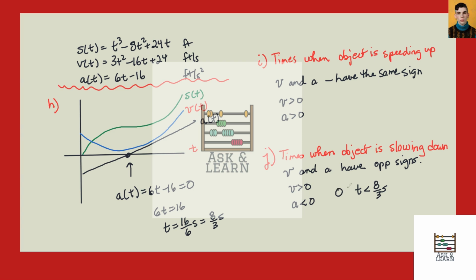And I think we're only counting starting at 0, so this is slowing down. After that, the acceleration is positive, so after that we are speeding up. I suppose I could just do it without the equal sign. So for t greater than 8/3 seconds, we are speeding up.